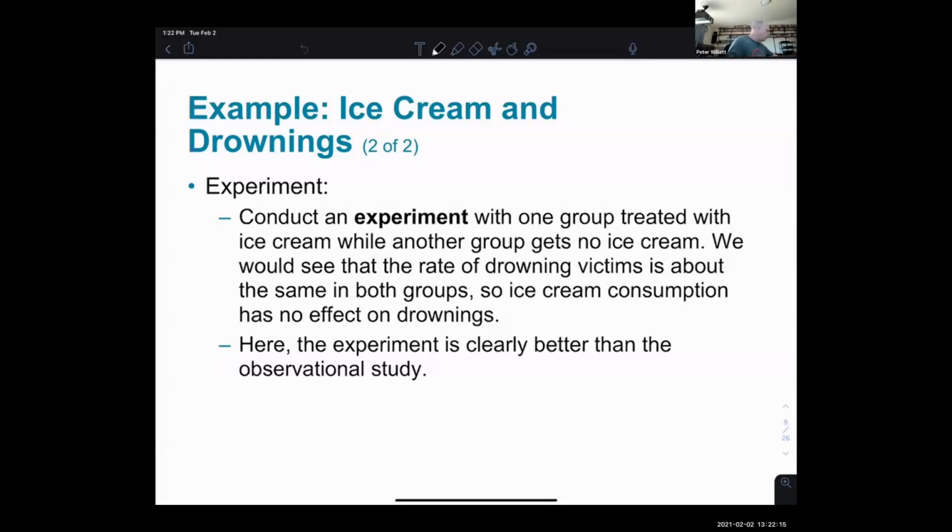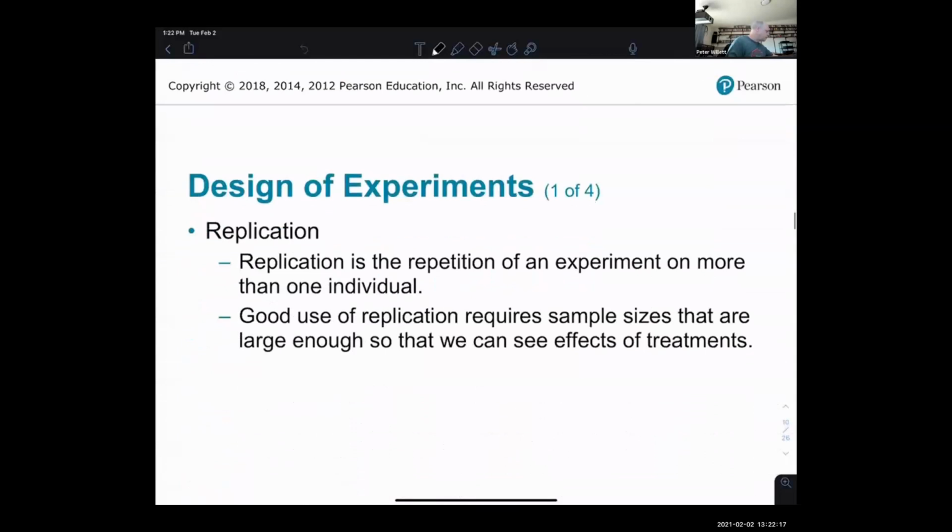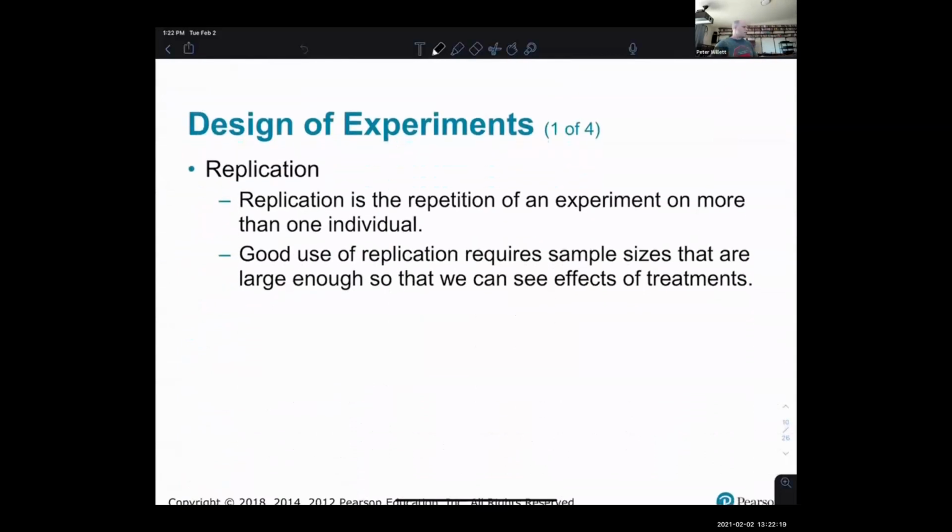All right, let's go on. So that was the end of that example. So now they're talking about the design of experiments. And we've just been talking about that a little bit, the idea of the use of a placebo or not. So here are some key things to think about in the design of an experiment.